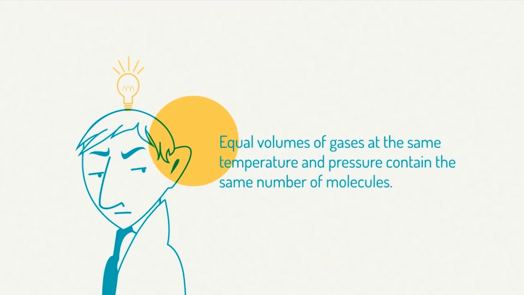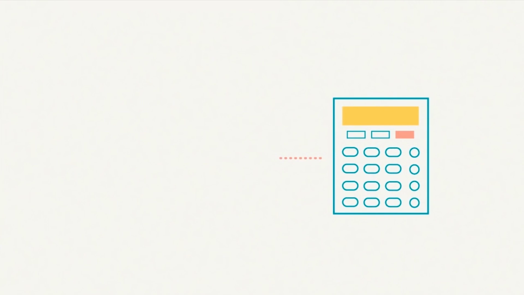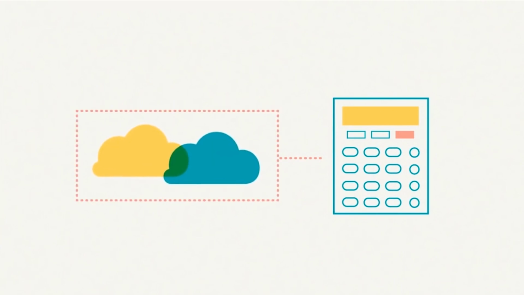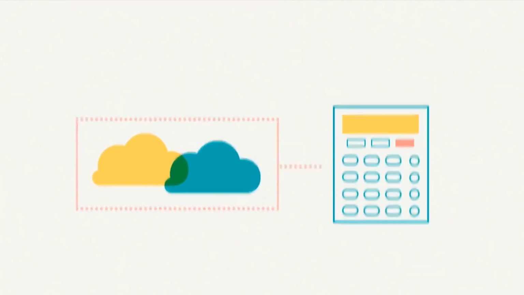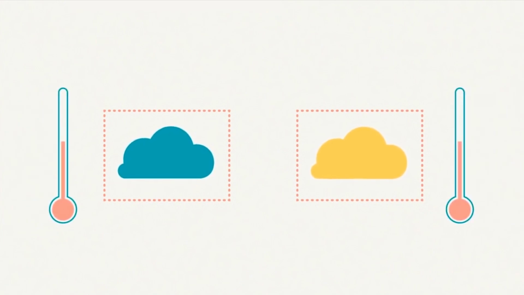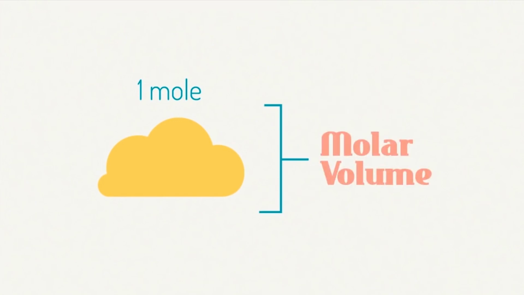Equal volumes of gases at the same temperature and pressure contain the same number of molecules. This hypothesis made it easier to perform calculations involving gases. This means that 1 mole of any gas will occupy the same volume as 1 mole of any other gas, provided that they are at the same temperature and pressure.